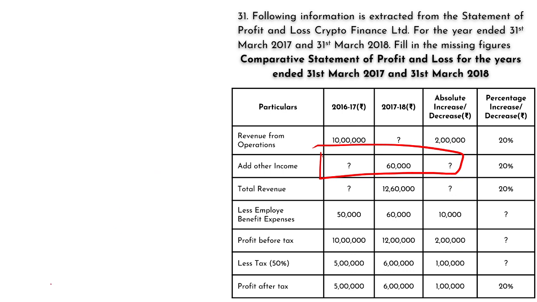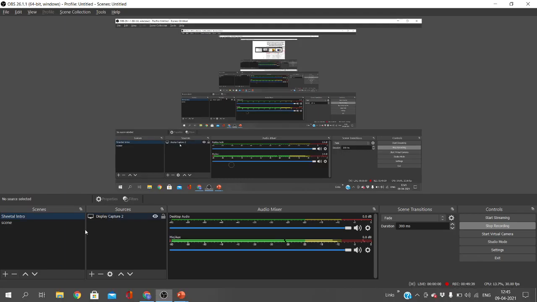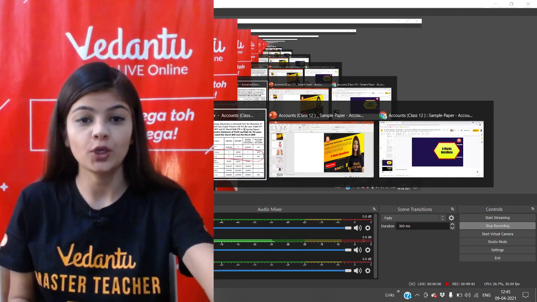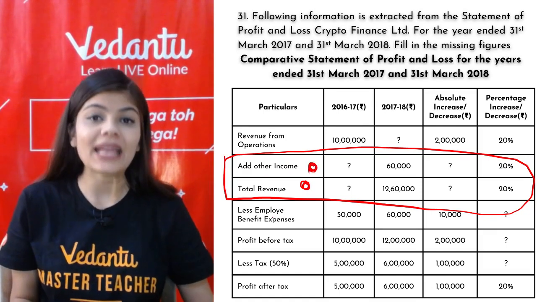So, okay, we will be solving these two parts in the next class. I have to work on the calculation. Right now, I'm not getting the logic behind it. So, sorry for that. We will be doing these two only, other income and total revenue, in the next session.